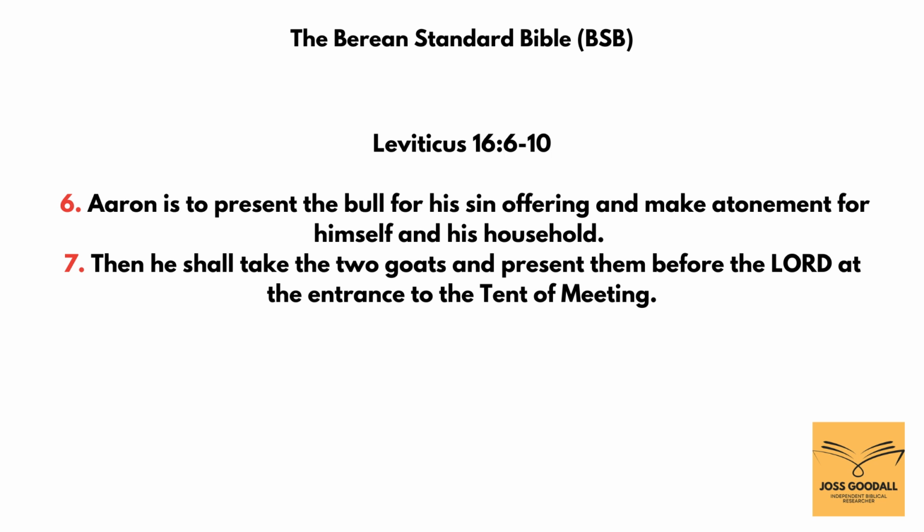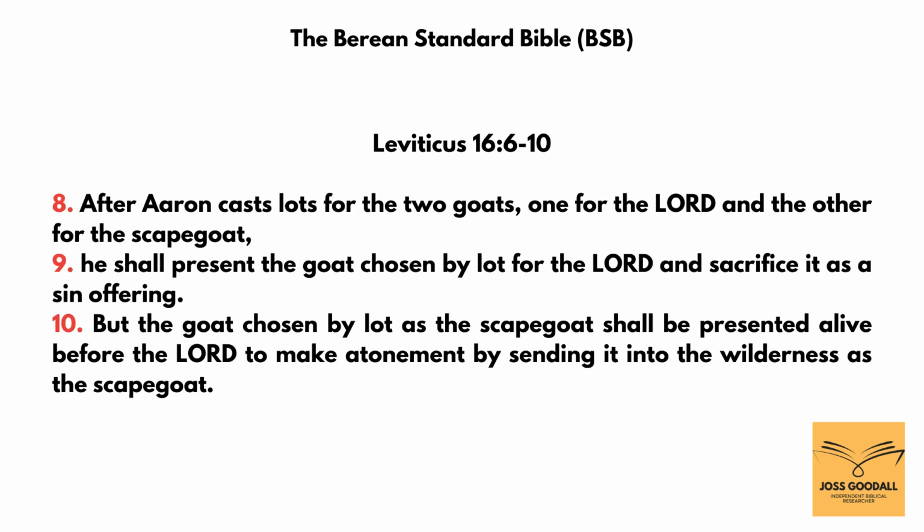Aaron is to present the bull for his sin offering and make atonement for himself and his household. Then he shall take 2 goats and present them before the Lord at the entrance of the tent of meeting. After Aaron has cast lots over the 2 goats, one for the Lord and the other for the scapegoat, he shall present the goat chosen by lot for the Lord and sacrifice it as a sin offering. But the goat chosen by lot as the scapegoat shall be presented alive before the Lord to make atonement by sending it into the wilderness as the scapegoat.